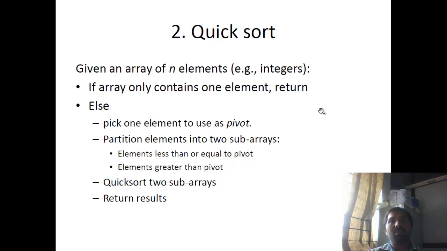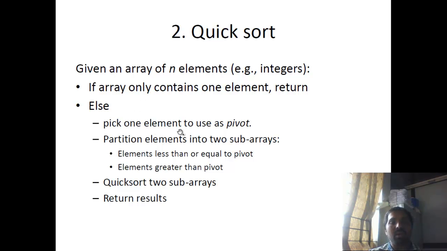The next example of the divide and conquer procedure is quick sort. It is an effective sorting procedure. Given an array of n elements, like integers, if the array only contains one element, return. If it has only one element, there is no need to sort. That means it is already sorted.